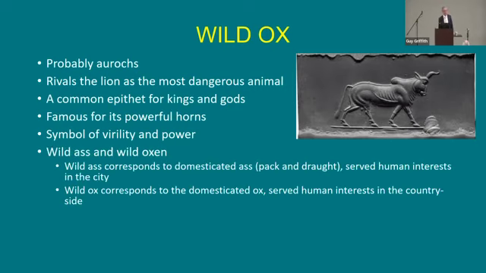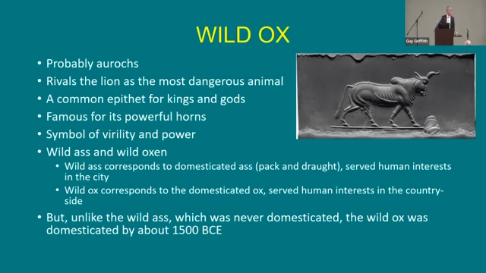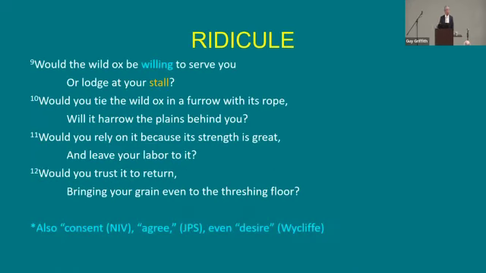So, wild ass and wild oxen: the wild ass corresponds to the domesticated ass, a pack and draft animal serving human interests in the city. The wild ox corresponds to the ox that farmers used to serve human interests in the countryside. But unlike the wild ass, which was never domesticated, the wild ox was domesticated by about 1500 BCE, which is why you find a different tone regarding the wild ox.